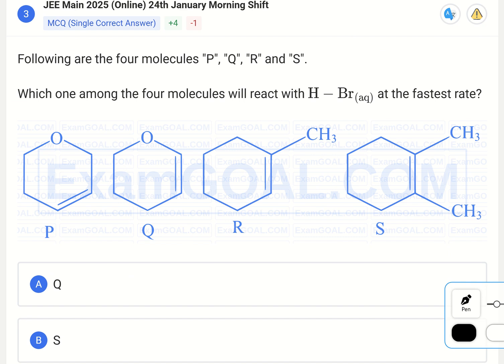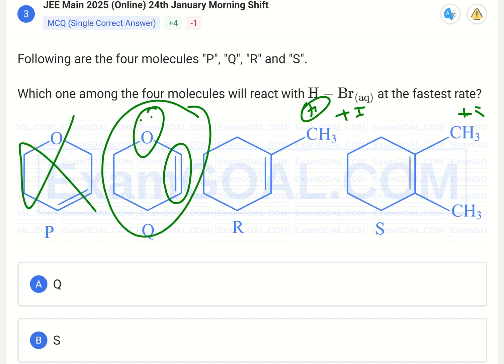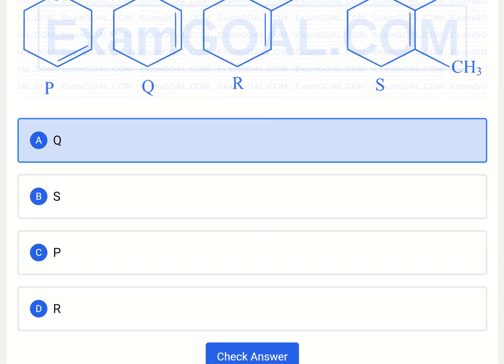Now everyone knows the reaction of HBr. Now for the reactivity, this lone pair and this pi bond is in conjugation. Here it is hyperconjugation or plus I. Mesomeric is a bigger factor. I will not see this. So definitely Q is my option. Just by looking at this, we have got this answer right.